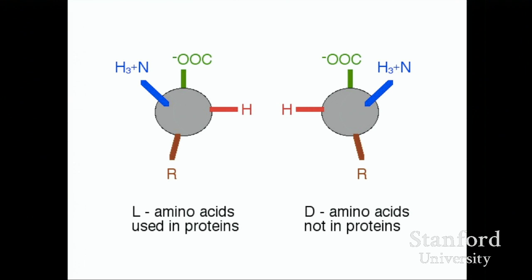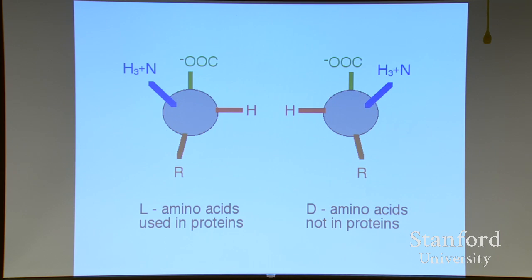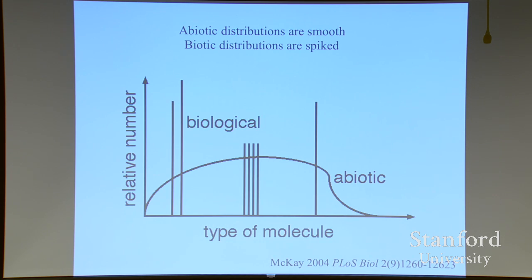Some of them are poisons, and some of them are used in cell wall linkages. But in proteins, it's only the left-hand side, left ones. Right? So that's an important observation. Life selects, chemistry doesn't. And this is part of the lingo, the Lego principle.